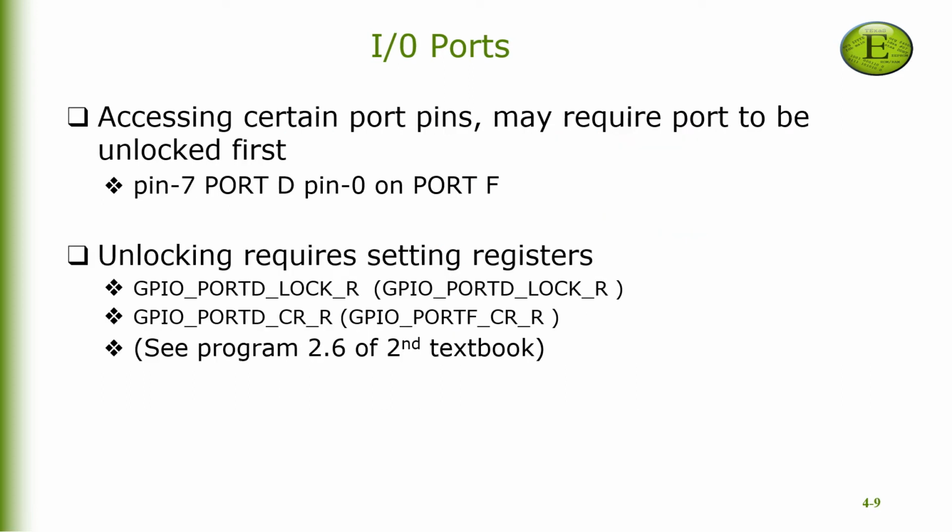Under special circumstances, when we wish to access certain port pins, those ports need to be unlocked first. For instance, pin number 7 on port D and pin number 0 on port F in the microcontroller that we are going to use in our lab. When you wish to access these pins, some unlocking is required, and for that purpose we have two registers that need to be written to with some special values. Check those out in program 2.6 of the textbook, the second textbook that is.